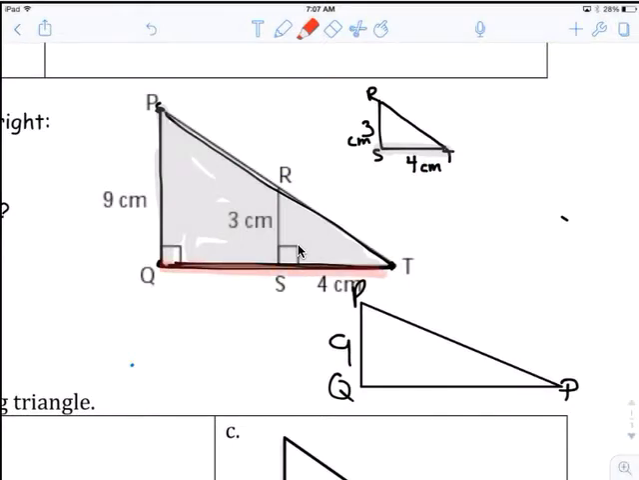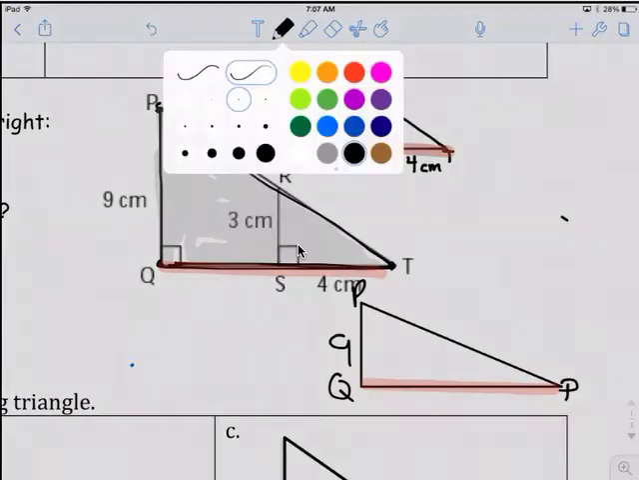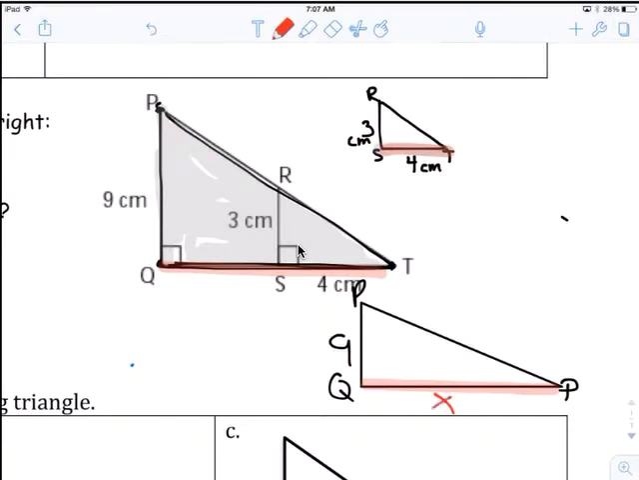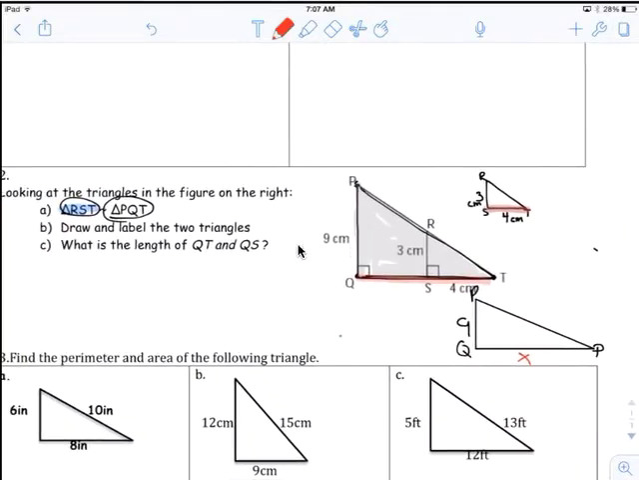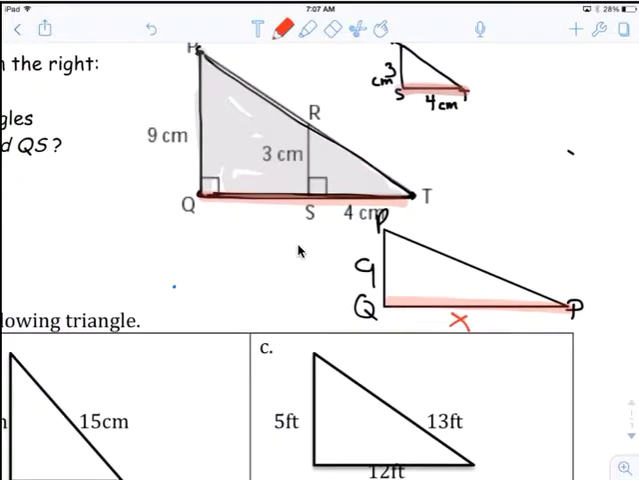This side here corresponds to that, and it doesn't have a number, so we give it X. So let me put it in red so you can see better. X. So we write corresponding sides. So you would write QP equals to X. Okay.